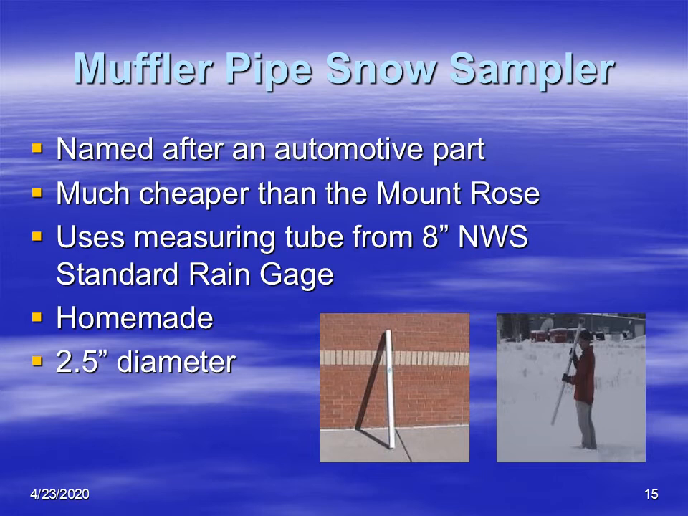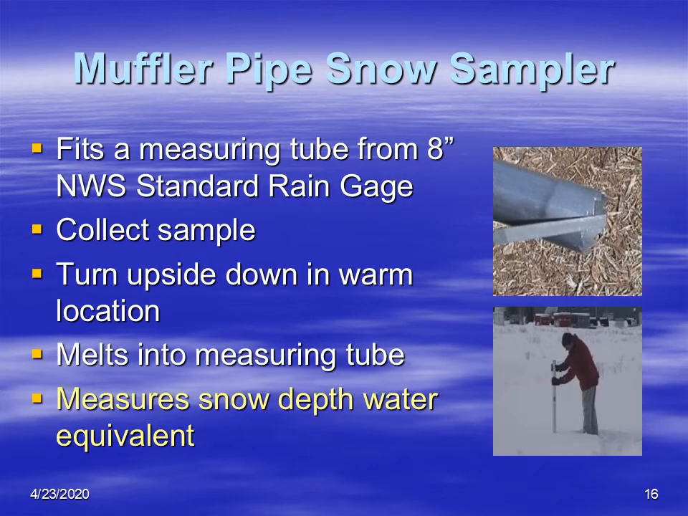So this is kind of a McGuire type of system. It's homemade and it's designed just to get the job done, and it's very cheap. As I mentioned, it fits exactly the measuring tube from an 8-inch National Weather Service gauge. It does a core sample, collects a sample, bring it inside, turn it upside down, put it on top of the measuring tube, let it melt, and then you'll get yourself the snow depth water equivalent. In other words, the water equivalent of the snow on the ground.